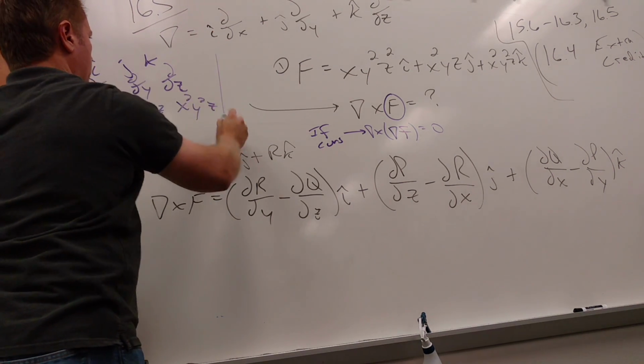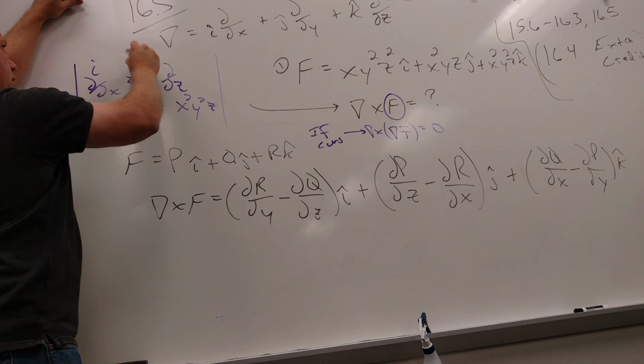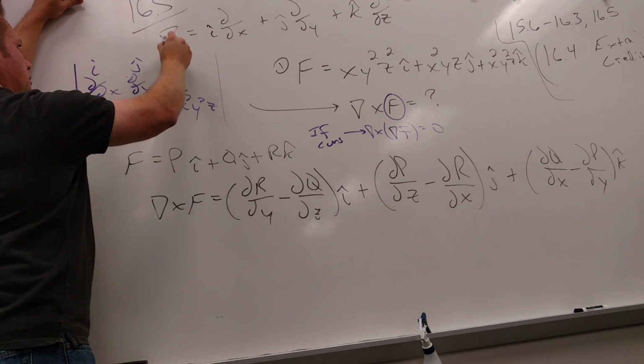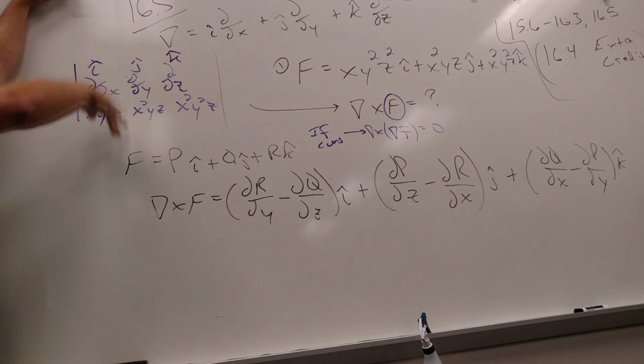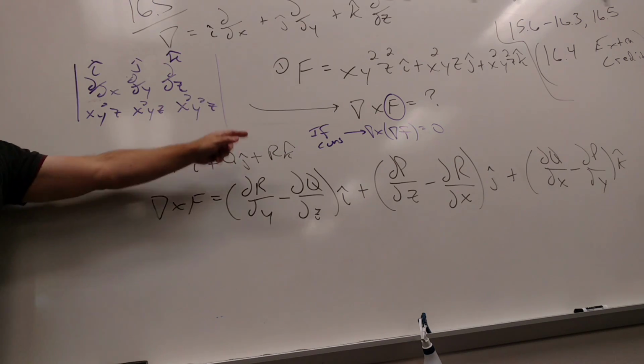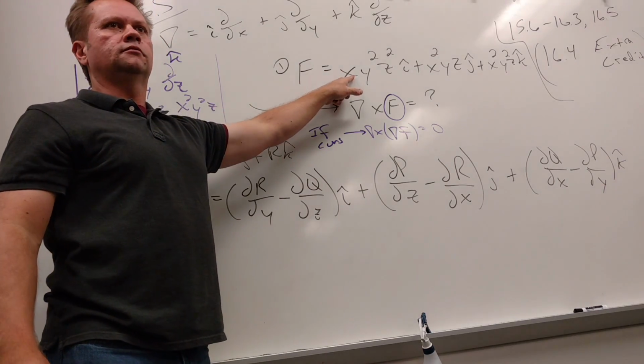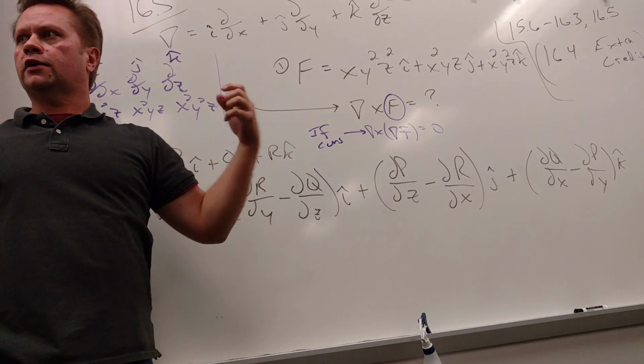Some of you guys like to just do the determinant from this. A really good idea is to write it so that you can tell where things are. Does this look familiar? This is how you do cross products of two vectors, and that's exactly what we're doing. That's a vector, and that's a vector. So I can do the cross product of those two vectors.